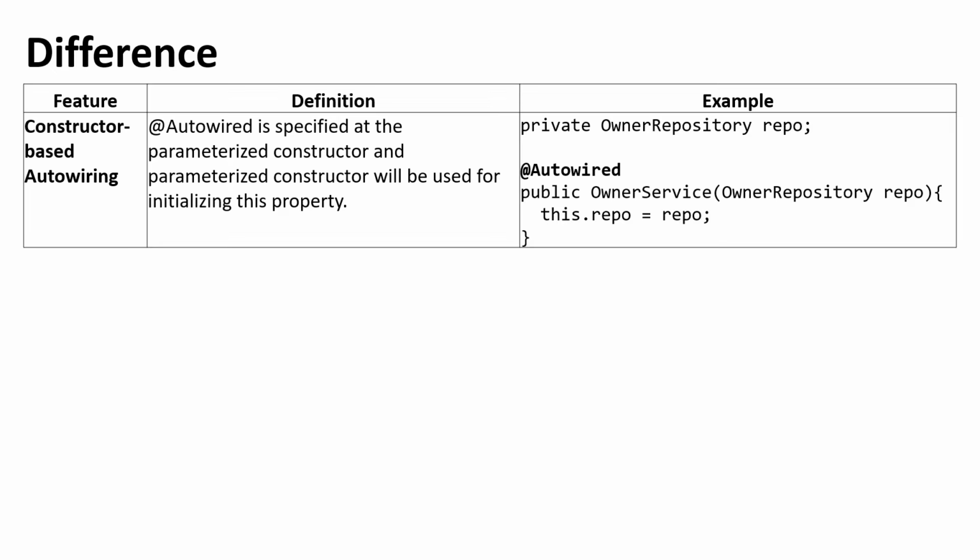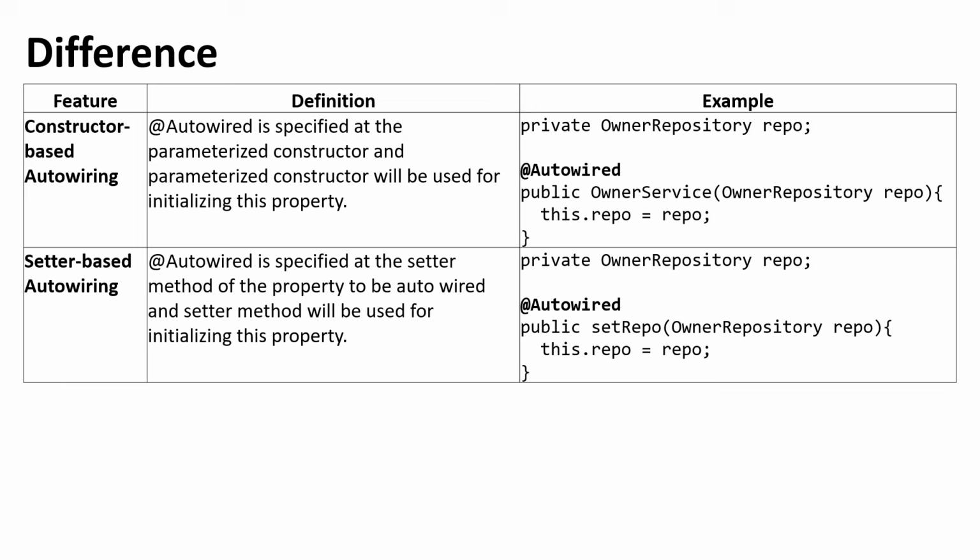Now, the second one is setter-based autowiring. Here you see the difference. Again, we are having this field, but this time we are using the @Autowired annotation on the setter method. So if, instead of using it on the parameterized constructor, you use it on the setter method, then that one will be invoked. So that's the way. But this time you should be having a default constructor here. Okay, that's the only difference. So this is setter-based autowiring.